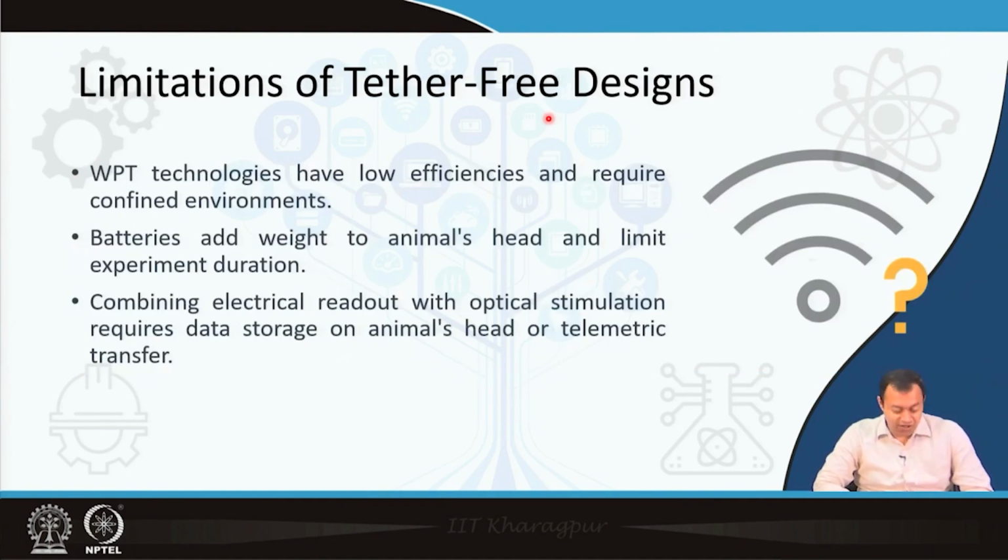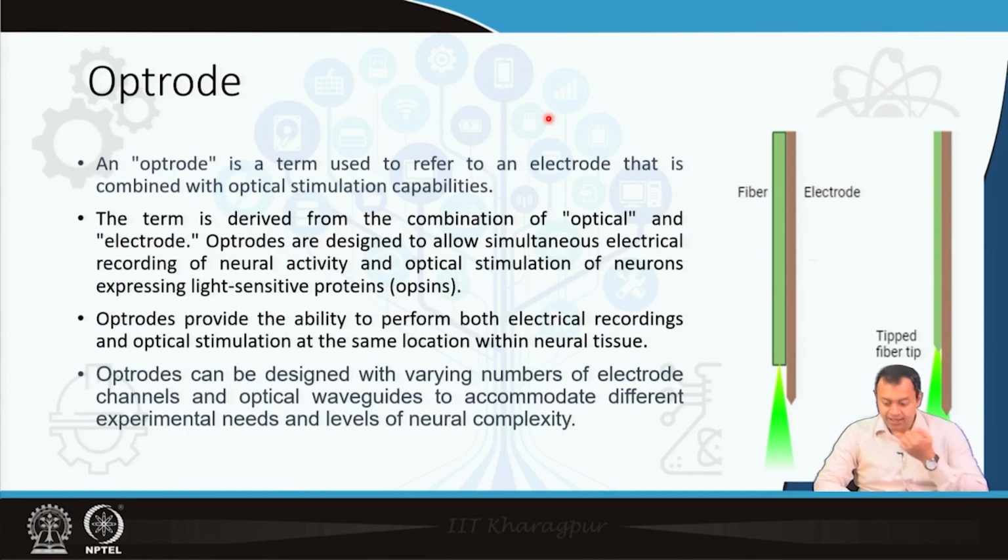WPT technologies have extremely low efficiencies whenever you put something inside, and require confined environments. Batteries add weight to the animal's head and limit experimental duration. Combining electrical readout with optical stimulation requires data storage on the animal's head or telemetric transfer. There is something called an optrode that has come up, where you have combined optical fiber with some kind of metallic wire, electrode and fiber, calling it optrode, optics and electrode. An optrode is a term used to refer to an electrode that is combined with optical stimulation capabilities, derived from the combination of optical and electrode.